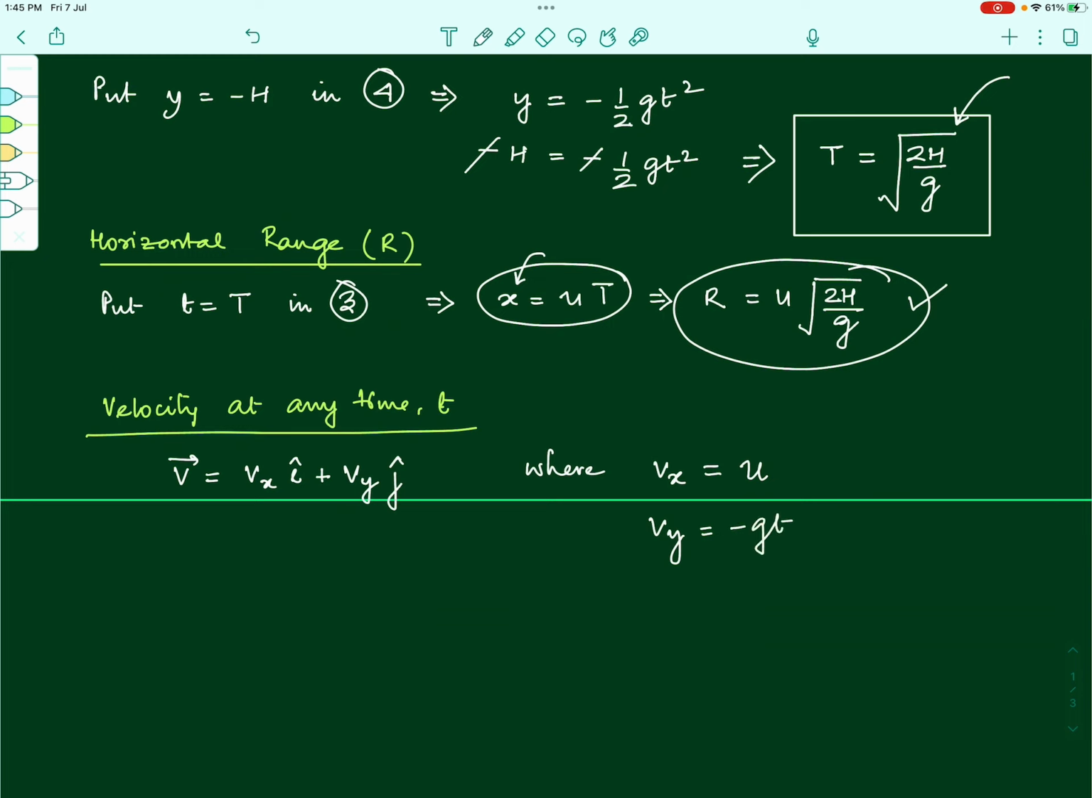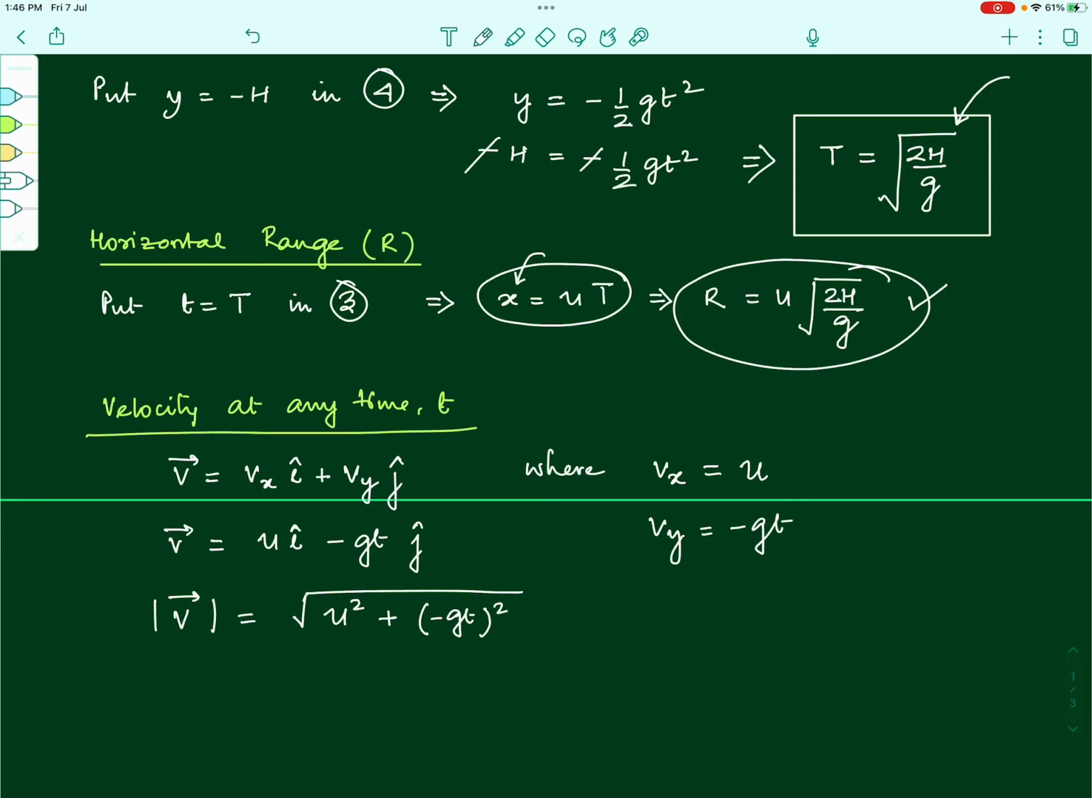So when we substitute these components here, we will get the final velocity as u i cap minus gt j cap. The minus sign here, we all understand now, tells us that the velocity is along the vertical downward direction. We can also find out the magnitude of this velocity, right? This is how we will get the magnitude, square root of u squared plus minus gt whole squared, where the minus sign will then cancel out when we square it up.